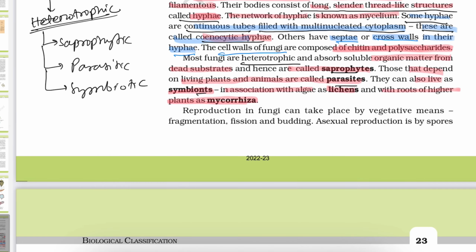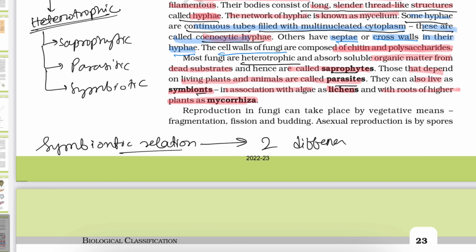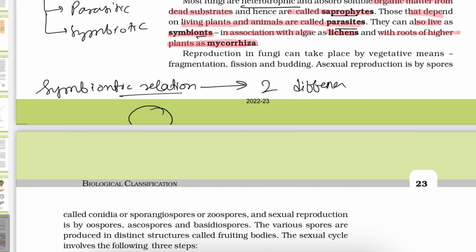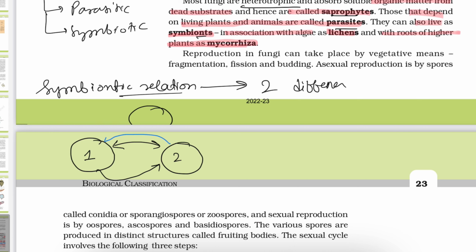Now understand this line, guys. What do you mean by symbiotic relationship? It is a relationship between two different types of organisms. This is organism 1, this is organism 2. Both the organisms have a relationship between them. Organism 1 should benefit organism 2, and in turn organism 2 should also benefit organism 1. This type of relationship is called symbiotic relationship. Fungi make this type of relationship with algae as lichens.